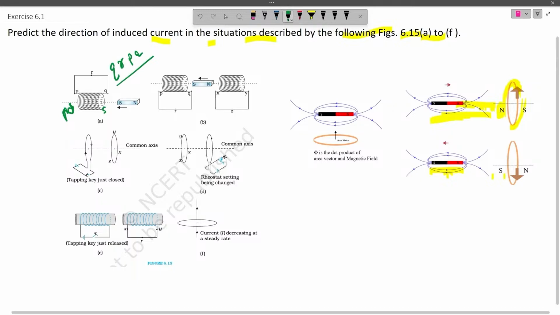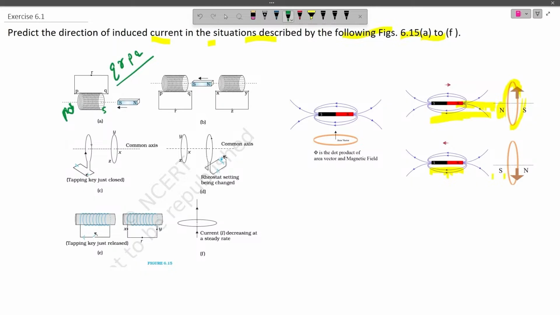Similarly, in this figure, the south pole is moving towards the Q point. Again the induced current will be produced such that a south pole gets created over here and a north pole gets created over here. From the right hand thumb rule, the current will flow from PRQ.